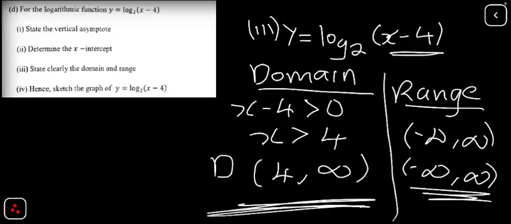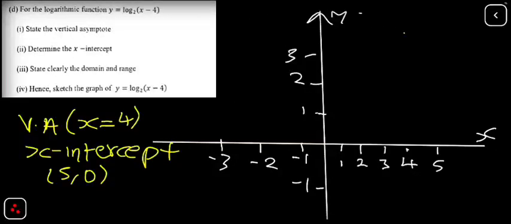Now the next thing we're supposed to do is sketch the graph. Our vertical asymptote is x equal to 4, and our x-intercept is 5, 0. First we sketch the vertical asymptote. Since x is equal to 4, it will pass where x is equal to 4. So this is our vertical asymptote.